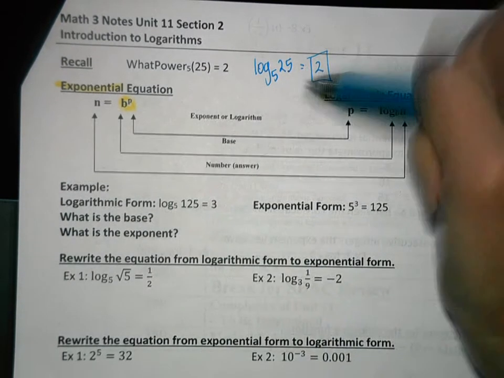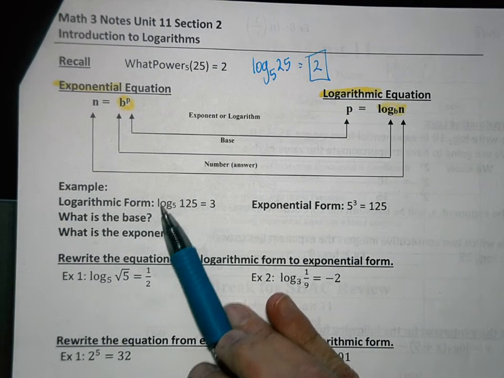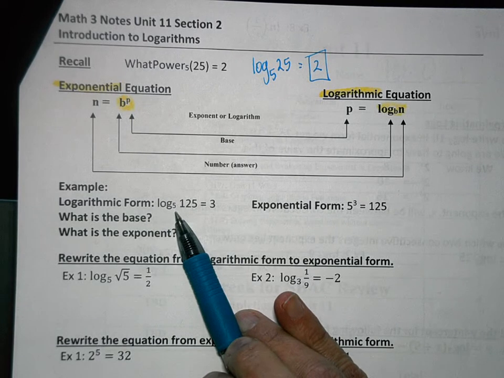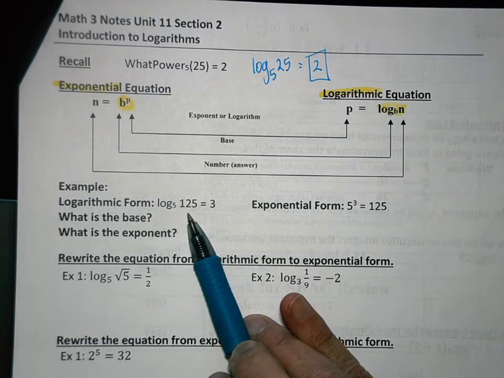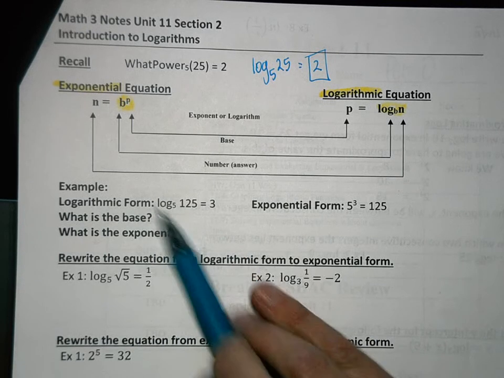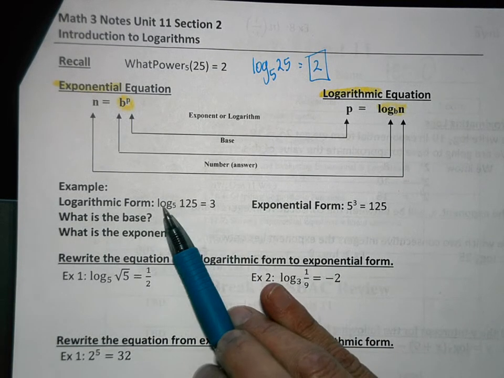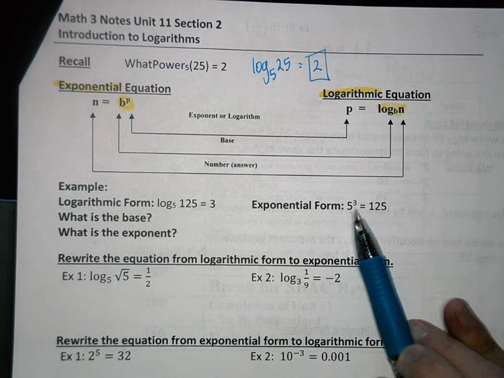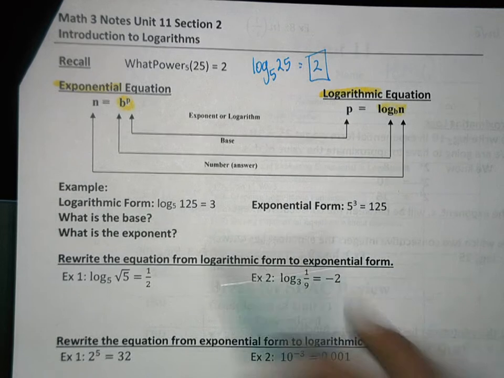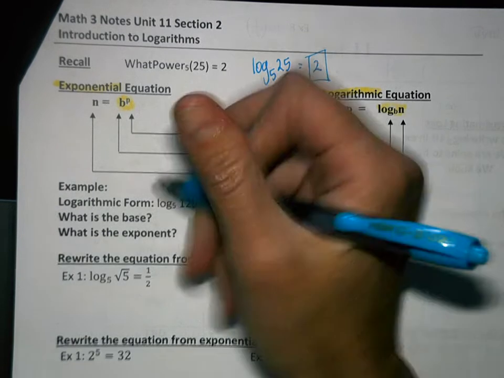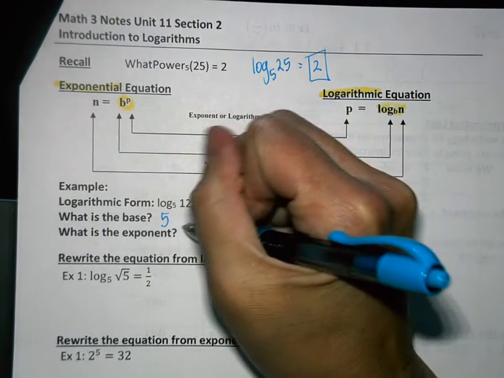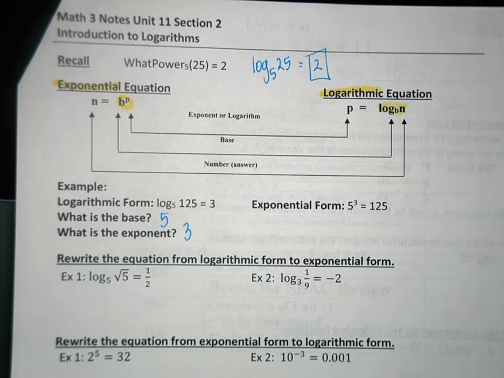So for instance, here, this is saying log base 5 of 125, or what power of 5 will give me the answer of 125, and that is 3. If we were to change this to exponential form, instead of having log base 5, you just have base 5, or 5 to the third power equals 125. And so in this case, the base is 5 and our exponent, or power, is 3.